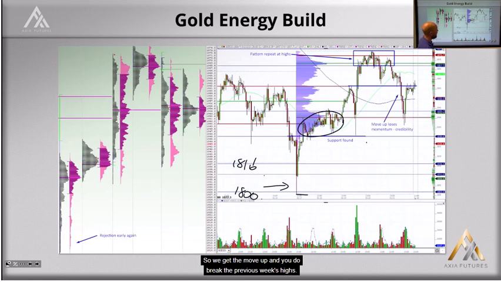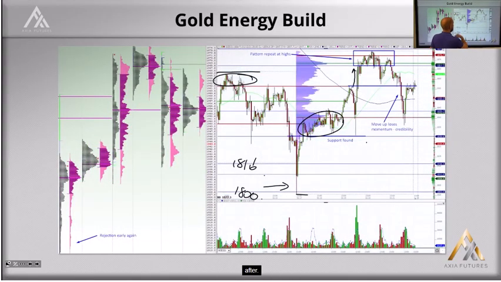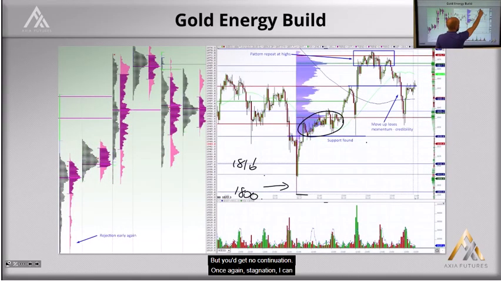So we get the move up and you do break the previous week's highs. This was that little area where the market sort of chops and churns. Get up there and you get what you'd want to see. You get this fast move up. That's exactly what you're after. But you get no continuation.